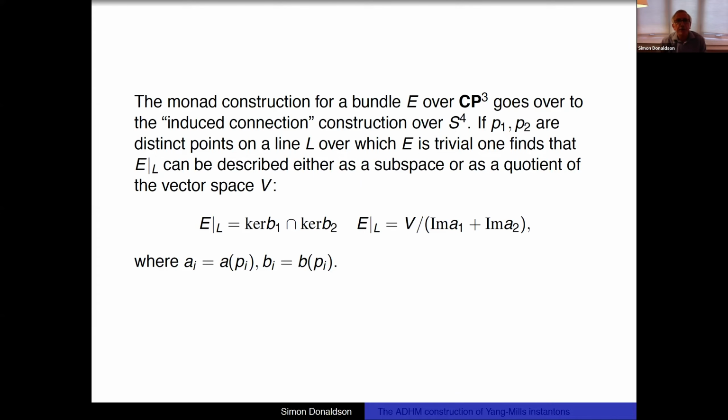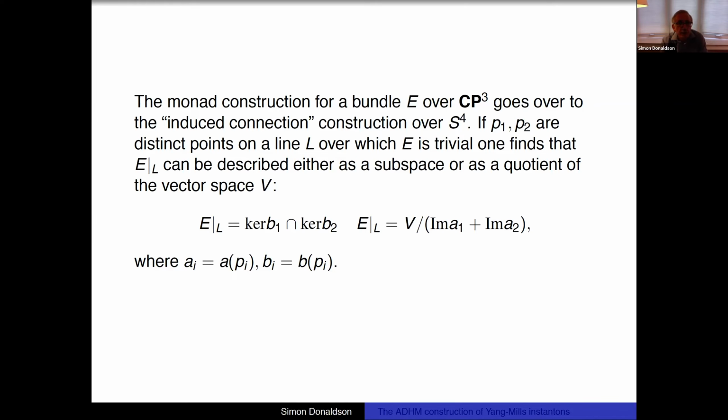It's to say, supposing we take a line L over which our bundle E is trivial, then we take a pair of points, P1 and P2, distinct points on the line L. Then if you look at the monad, you can see that the triviality over L can be expressed as a simple transversality condition for the linear maps involved. We have our bundle map, say B1, which we can evaluate at the point P1, well, this is defined up to a scalar, but the scalar ambiguity won't matter here. And similarly for B2, and similarly for A1 and A2.